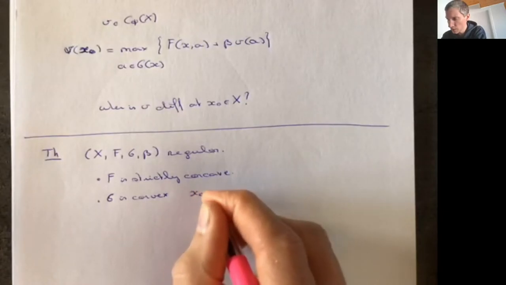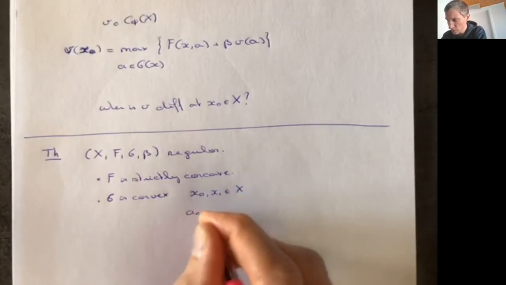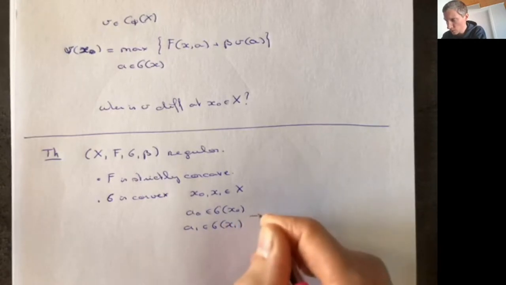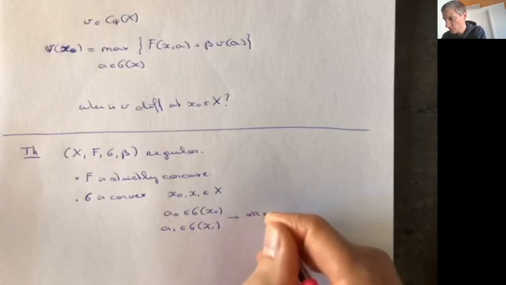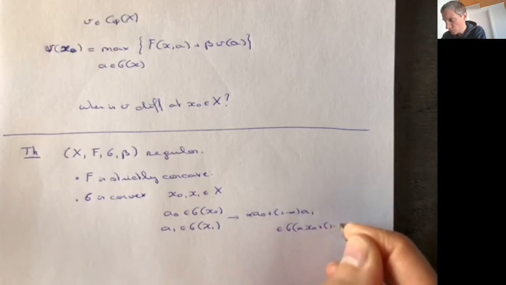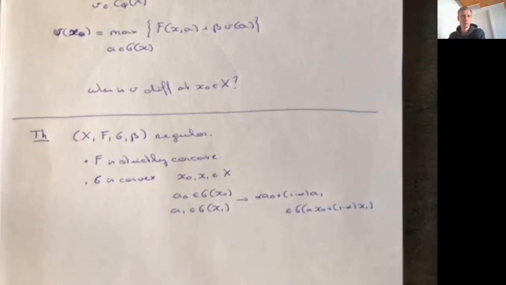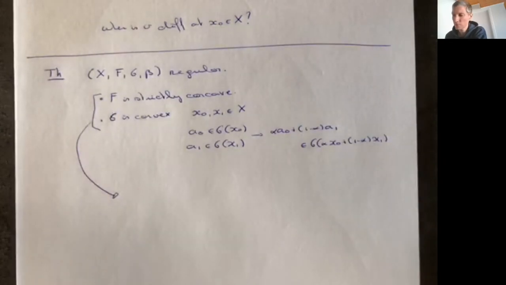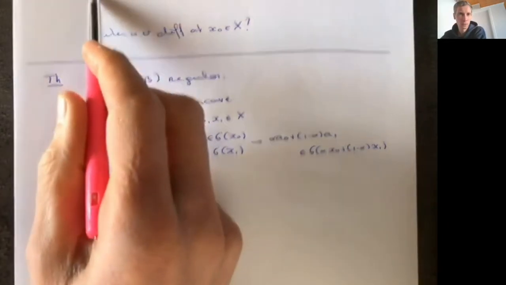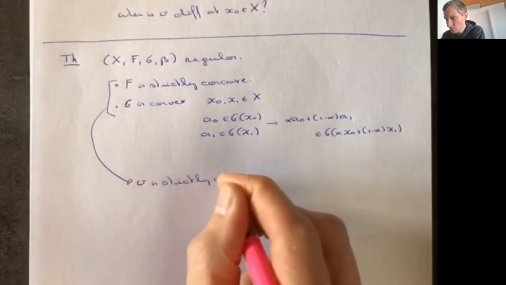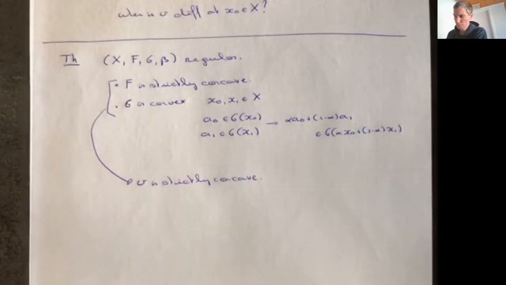So remember what this means. This means that if x0 and x1 are in X, and a0 is in G(x0), a1 is in G(x1), then the convex combination alpha a0 plus (1 minus alpha) a1 is in G(alpha x0 plus (1 minus alpha) x1). So from the previous lecture, we have seen that if these two conditions are satisfied, then V, the Bellman fixed point, is strictly concave. And I have a policy function.